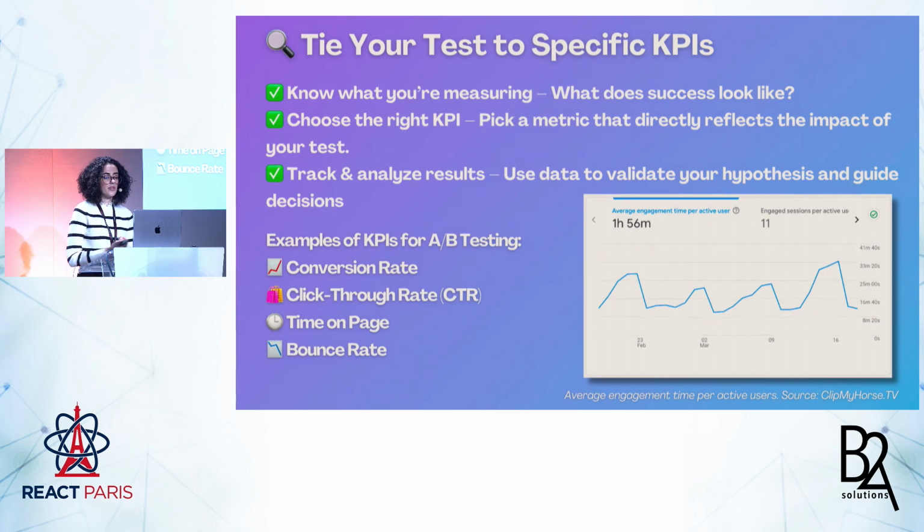Examples of KPIs for A/B testing can be conversion rate: are more users signing up? Click-through rate: are more users clicking on our call to action button? Time on page: are more users spending more time on our page? And bounce rate: are fewer users leaving the page immediately?